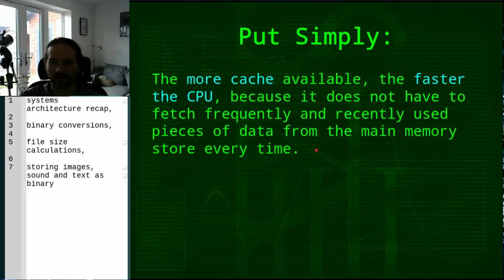Okay, so to put it simply, the more cache available, the faster the CPU, because it does not have to fetch frequently and recently used pieces of data from the main memory store every time.